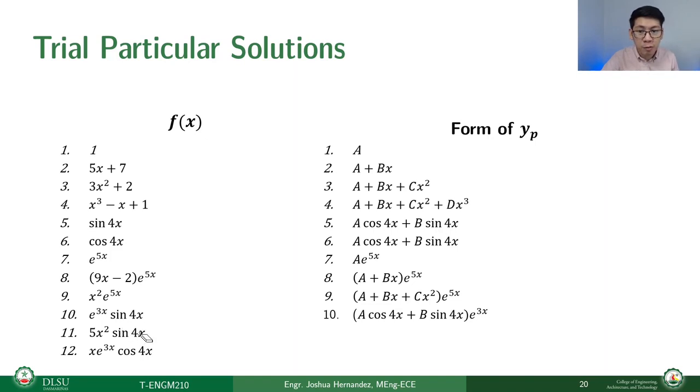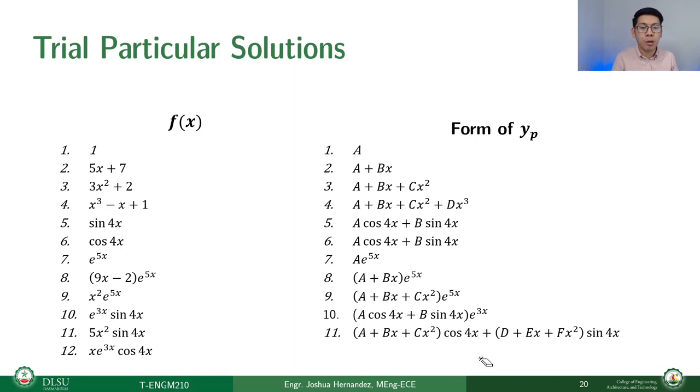But what about our sine 4x? Where will it fall? What will be the structure of this solution? Well, when you have a combination of case 1 and case 3, the solution will have this kind of form. You have a plus bx plus cx squared, which is the coefficient for the cosine 4x, and then d plus ex plus fx squared for the sine 4x.